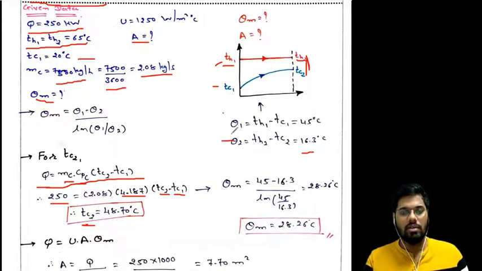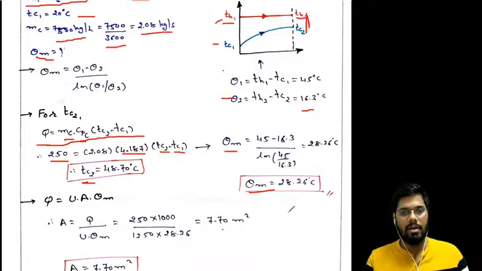Now putting the values of theta 1 and theta 2 in this equation, we will get theta m, the LMTD, as 28.26 degrees Celsius. Remember, LMTD is a mean temperature difference, so it has a unit of temperature difference, degrees Celsius: 28.26 degrees Celsius.